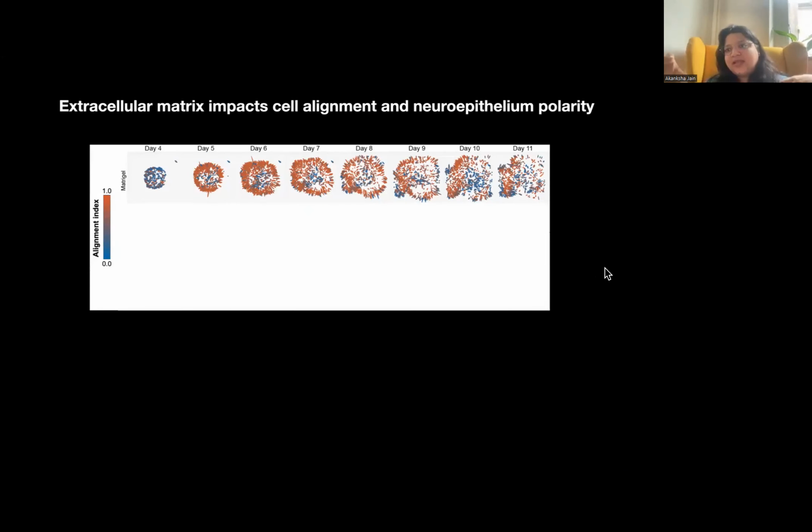So now to look at the cell level of what it could mean with these fusion events, we developed an alignment index.